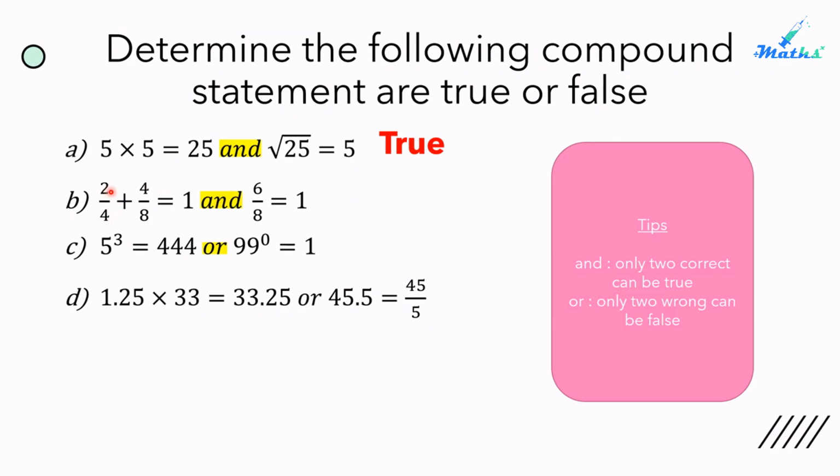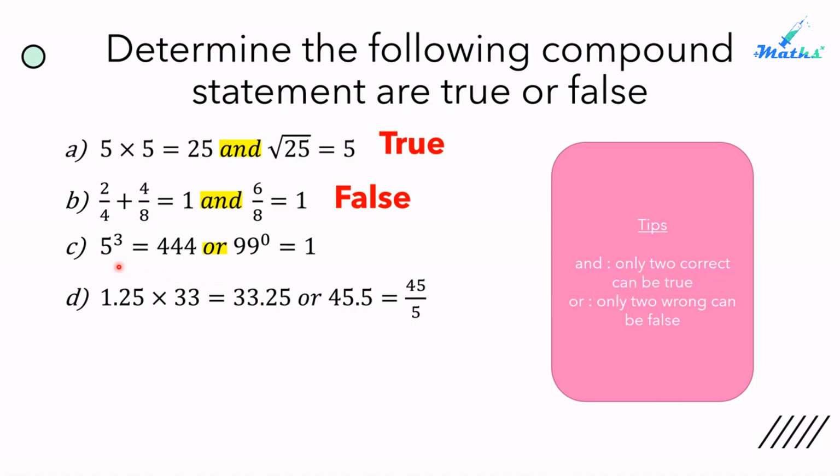The second one is 2 over 4 plus 4 over 8 equal to 1. This is true. And here I use "and". The second statement is x over 8 equal to 1. And this is false. This is not true, this is wrong. So if here is used "and", 1 correct and 1 false will become false, because as you can see here, only two correct can be true.